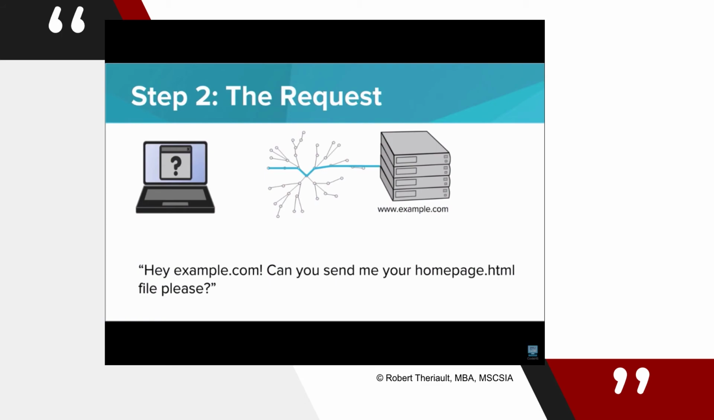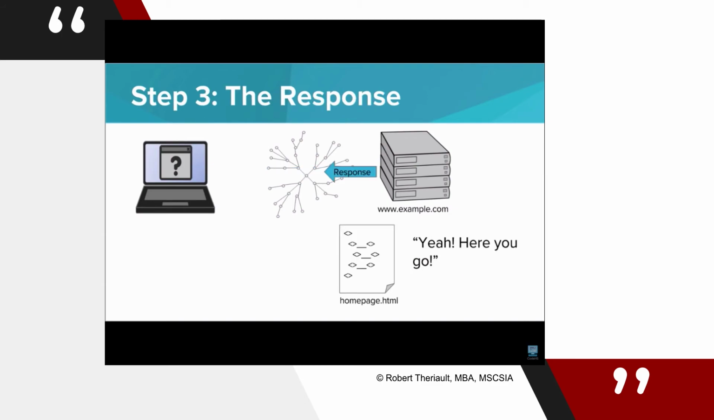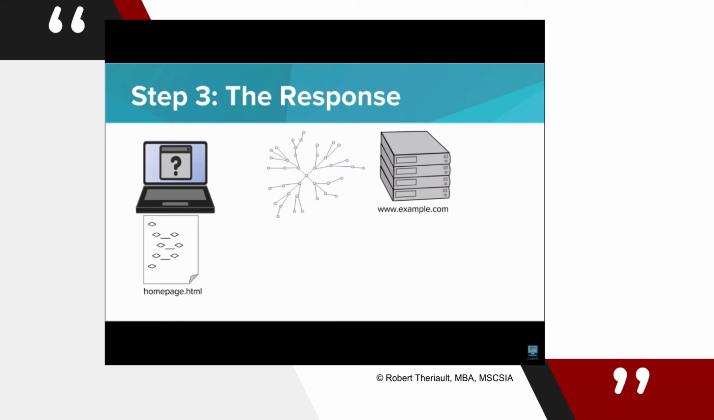Now, the systems in the internet will forward your request all the way to that server that is waiting at example.com, and the server hears the request and provides a response. So this is the third step, the response. And the server pretty much says, oh, homepage.html, yeah, I got that right here. Here you go. And it sends that file back over the internet to your browser. And now your browser has homepage.html in the response.